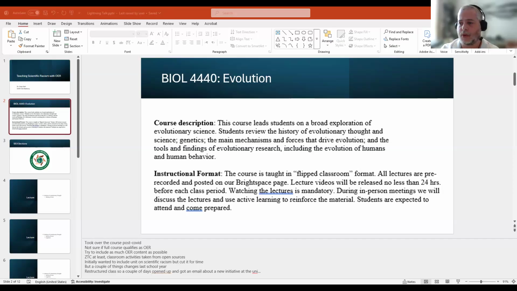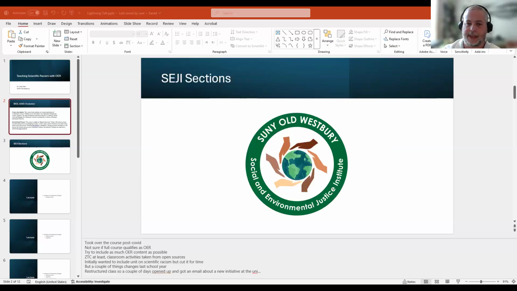Now, when I was building this course from the beginning, I initially wanted to include a unit on scientific racism, but I had to cut it for time. But a couple of things changed within the last school year. One of them was that I restructured the course to free up a couple of days for instruction. And the other was that I got an email about a new initiative at the university.